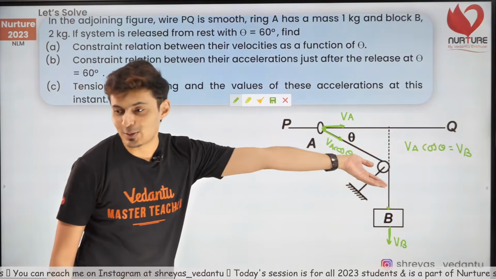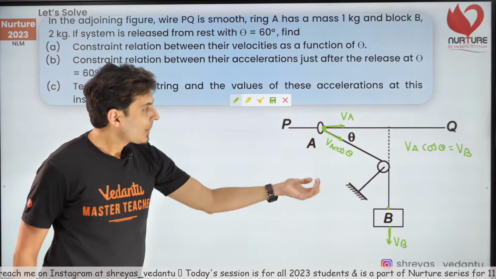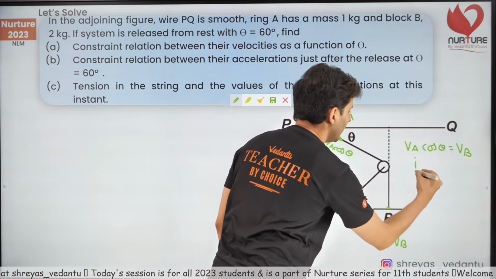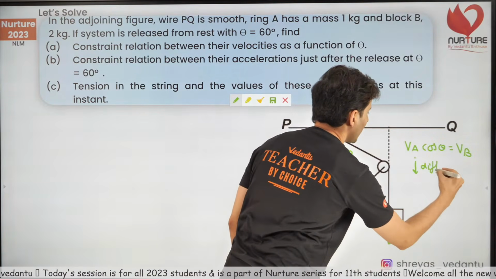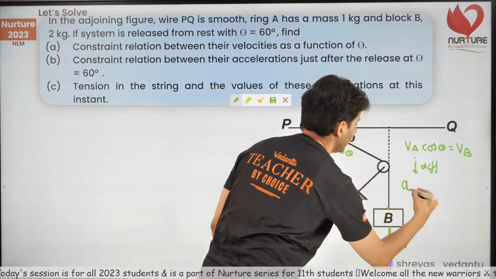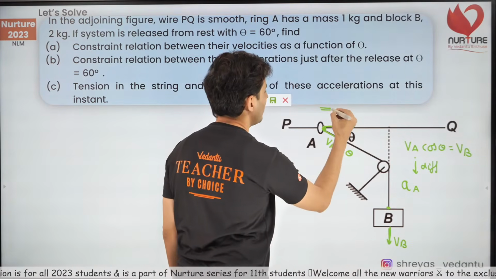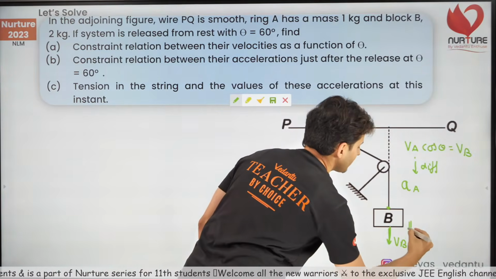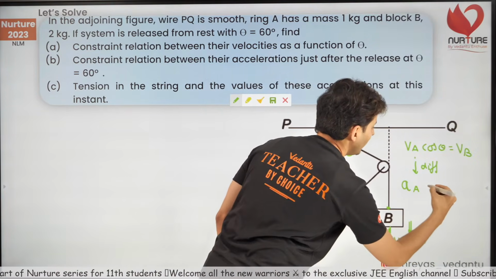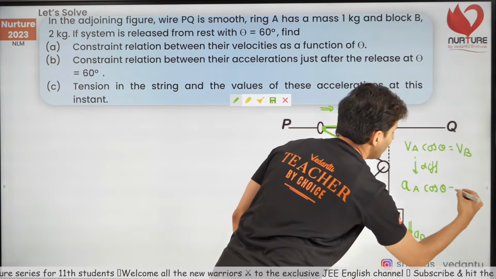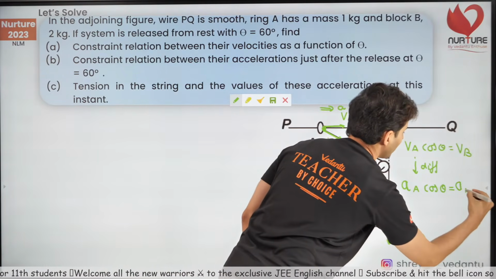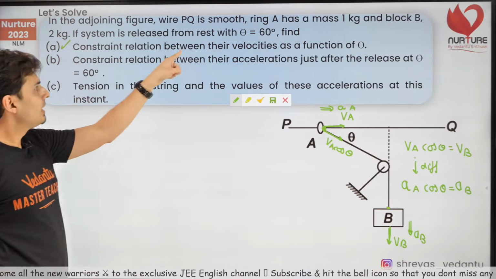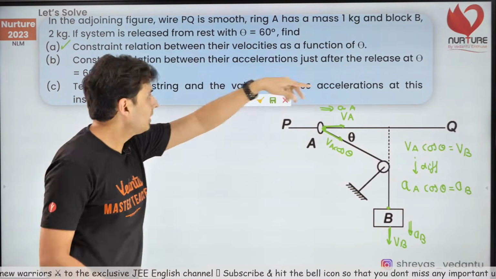VA cos theta is equal to VB, and taking the derivative, I will just get the acceleration of A. So A might be accelerating like this, acceleration of A, and this is acceleration of B. Acceleration of A times cos theta is nothing but acceleration of B. Okay, the first question was done. Relationship between the velocities, done.